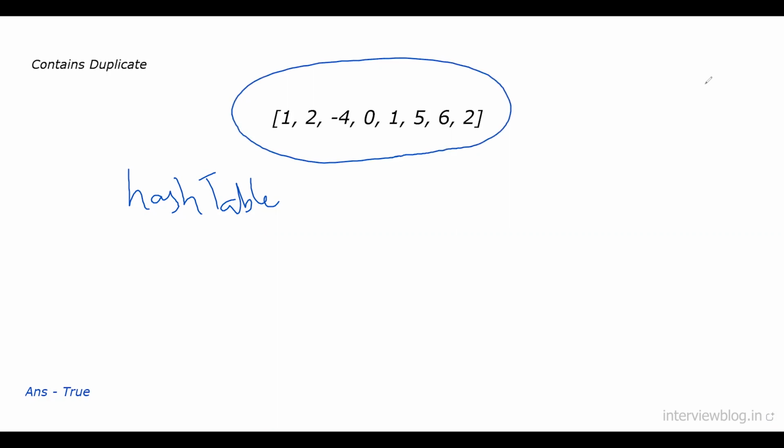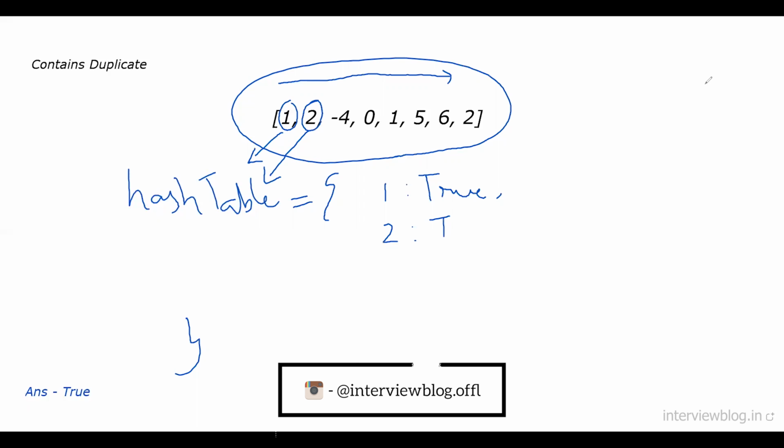My first step would be initializing a hash table or a dictionary. Now, what I'll do is I'll be traversing the elements in this array one by one. First, I will go to this 1. I will check if this 1 is present in my hash table. And since this 1 is not present in my hash table, I will add that particular value to my hash table. Next, I'll be visiting this 2 and I will check if this 2 is present in my hash table. And since it is not present in my hash table, I will add 2 to my hash table.